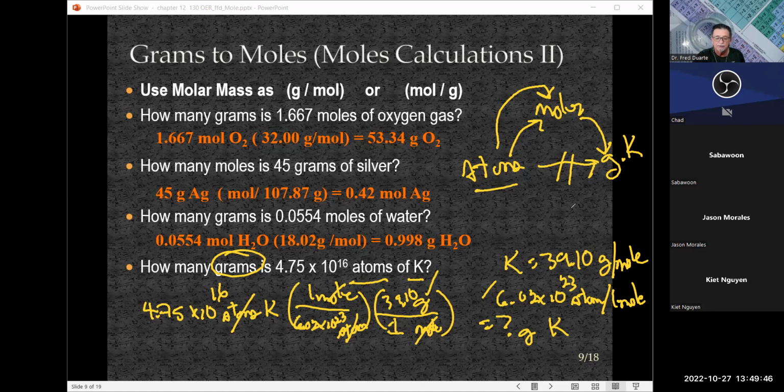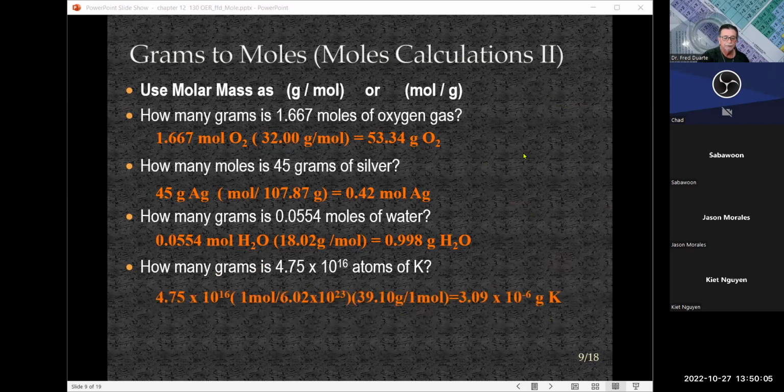The key point is this right here. This is what I just explained. I cannot go from atoms of potassium to grams directly. I have to go through moles. Moles is my common factor. We set that up. Look at that large number that you have, 4.75 times 10 to the 16 atoms of potassium. That is a humongous number. Move that decimal point over 16 times. It gives you an idea how big that number is.